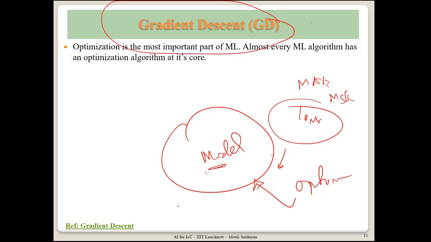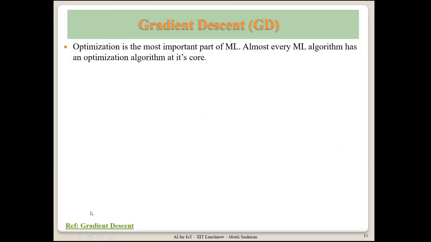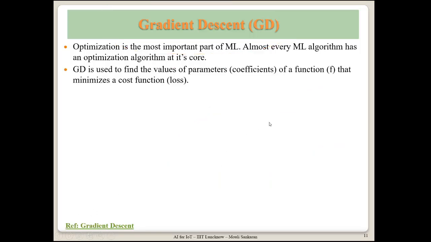Another name for this is backpropagation: based on the slope, you find the loss, and then you update the weights and biases, the different coefficients in the model, so that the current loss is reduced. That is how you do it. To do that, you want to find the gradient, which is nothing but the differentiation of the value. So GD is used to find the parameters, the values of coefficients of a function that minimizes the cost function.